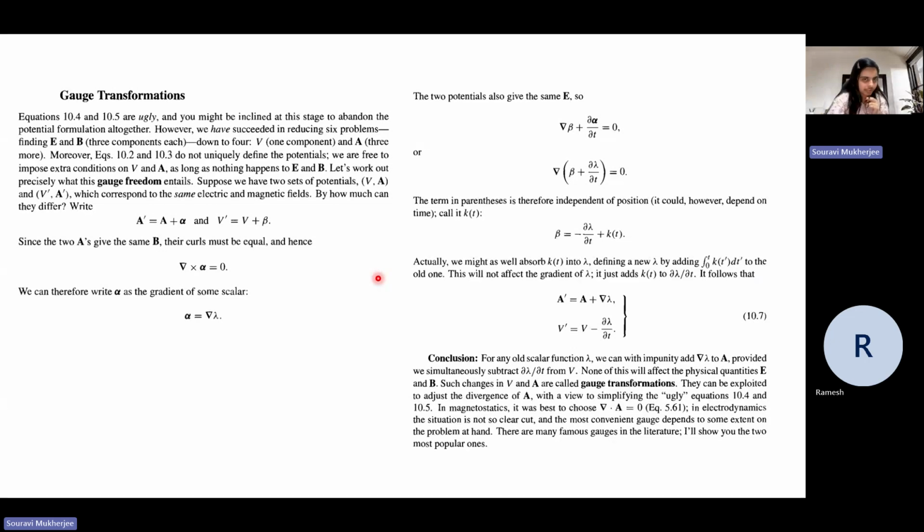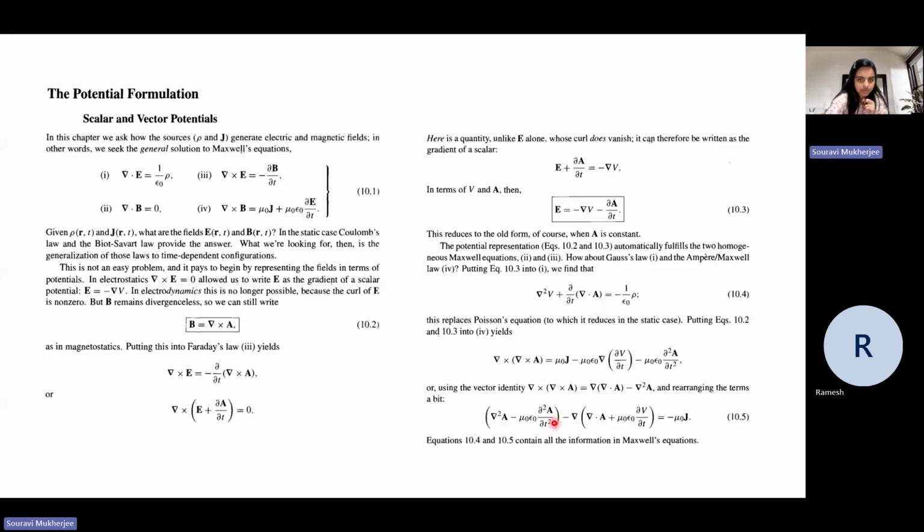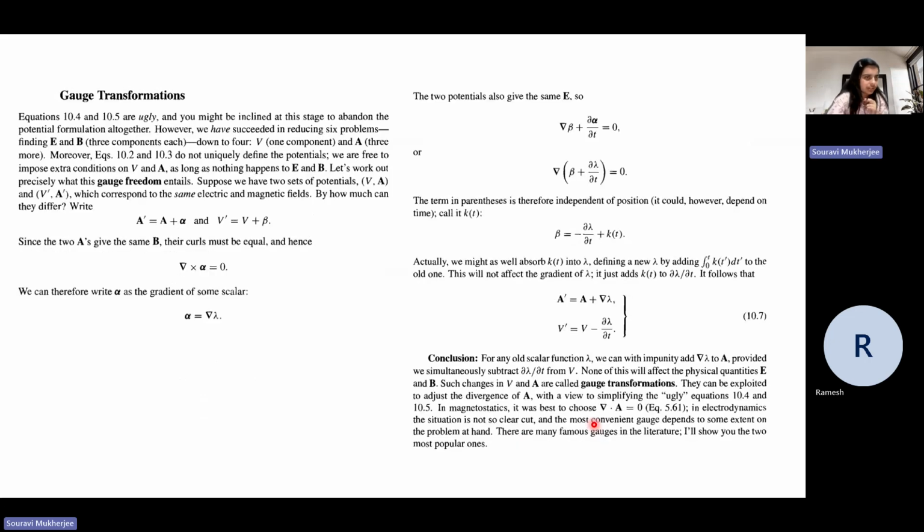If we can ensure that the electric field and the magnetic field do not change, you can always add new terms to your vector and scalar potential. That is what we'll try to do, and in that process, we'll try to simplify these equations. That can lead to different kinds of gauges.